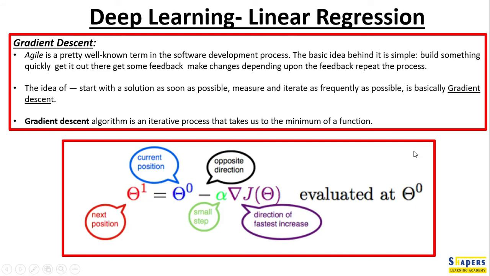So the equation is represented in simple terms. Here is the next expected position. This is the current position. This is a small step, or the learning rate. And the direction of the fastest increase.